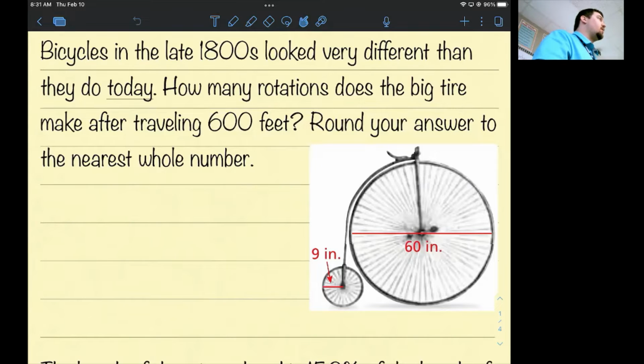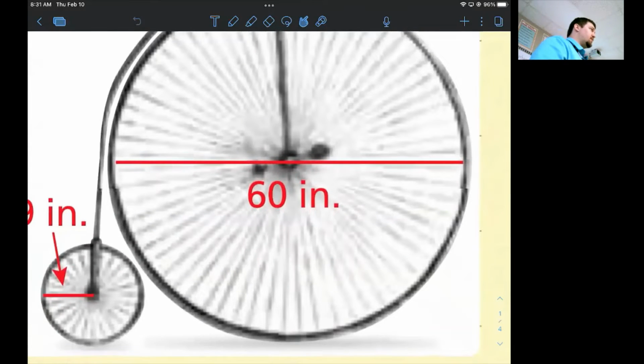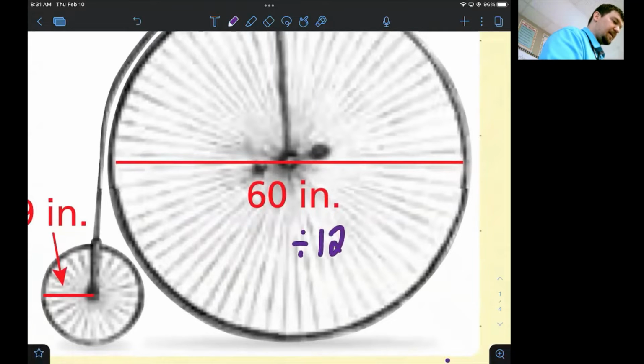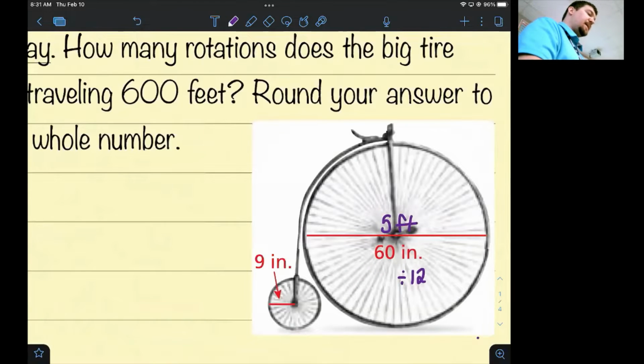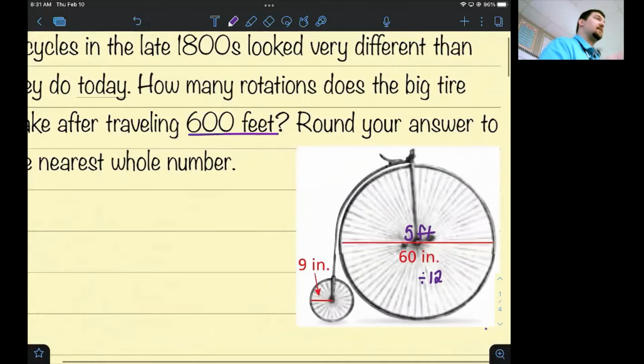Now, the reason I say 5 feet is because 60 inches is the same as 5 feet. Do you know how many inches there are in a foot? 12. And so if I take 60 inches, which is the diameter of this tire, and I divide that by 12, that means that 60 inches is the same as 5 feet. Now, the reason I'm doing that isn't just because I think Addison might be close to 5 feet, but because in this problem, it says, how many rotations does that big tire make after traveling 600 feet? So I have to convert my inches into feet here, okay?